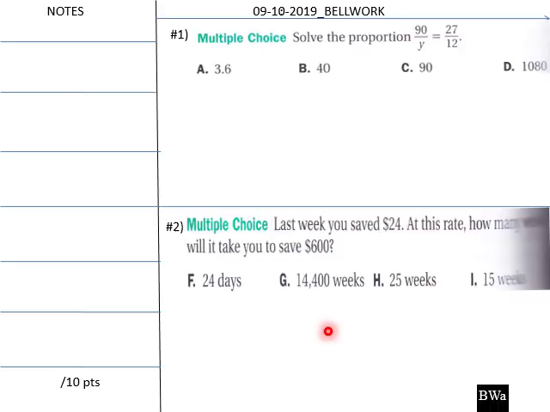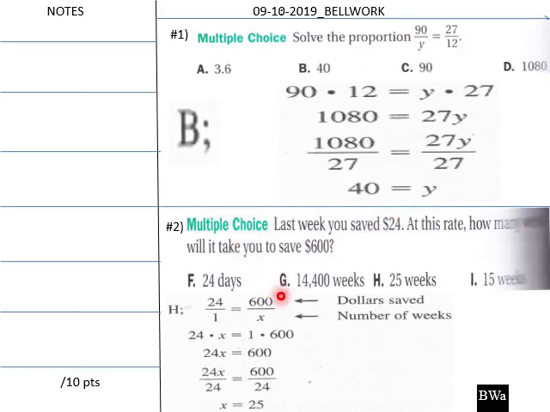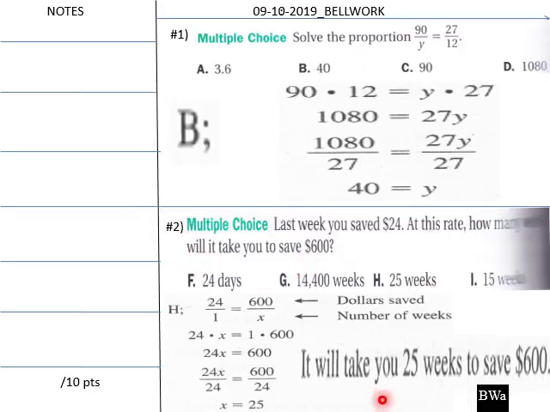Okay, welcome back for your solutions here. To solve this proportion, you cross multiply: 90 times 12 equals y times 27, and then you just solve for y, which equals 40. For number 2, you start another proportion: 24 over 1 equals 600 over x, the number of weeks for the dollars saved. You solve for x and get x equals 25. Use a proportion to solve this problem: 25 weeks to save $600.